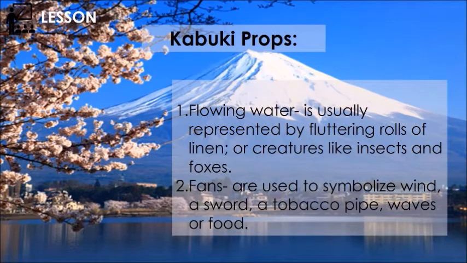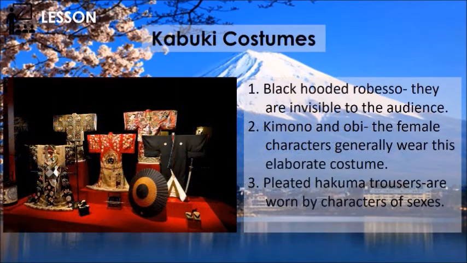Kabuki props. Number one, flowing water is usually represented by fluttering rolls of linen, or creatures like insects and foxes. Number two, fans are used to symbolize wind, a sword, a tobacco pipe, waves, or food. Kabuki costumes. Number one, black hooded robes: they are invisible to the audience. Number two, kimono and obi: the female characters generally wear this elaborate costume. And number three, pleated hakama trousers are worn by characters of both sexes.